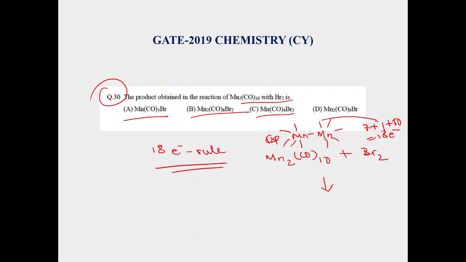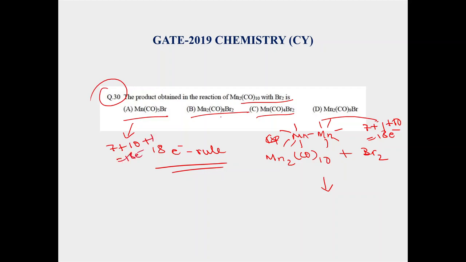Now if we check the given options, option A is Mn(CO)5Br. What is the total valence electron count in this? Manganese gives 7 electrons, 5 into 2, CO gives 2 electrons each, so it will be 10, plus Br 1. So this is satisfying 18 electrons.